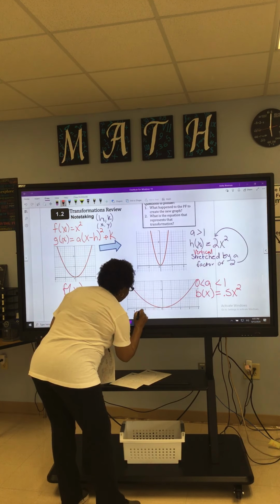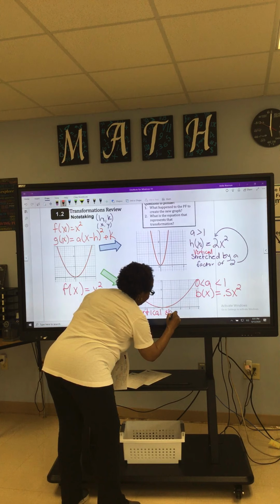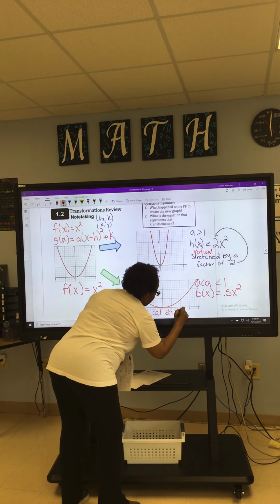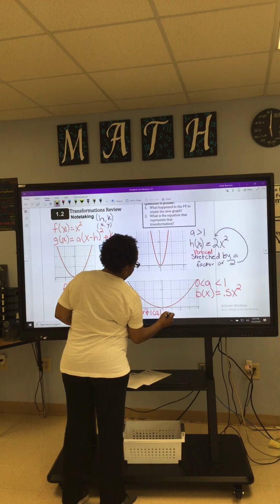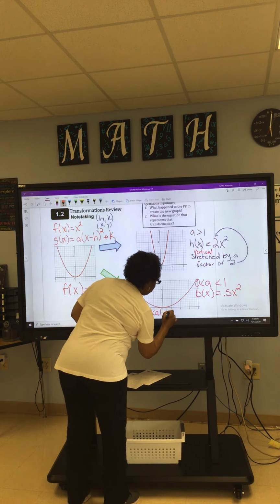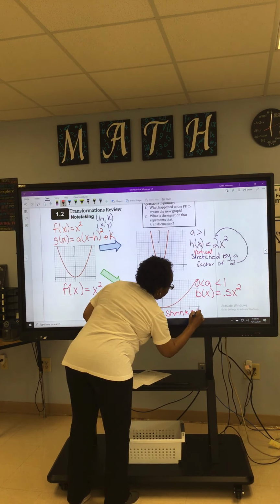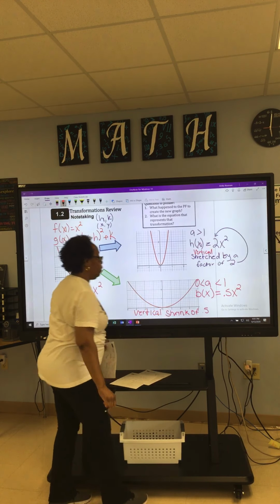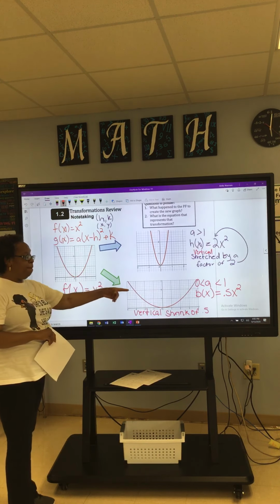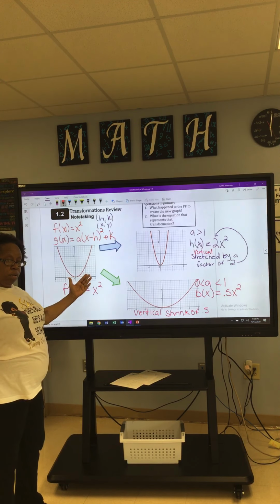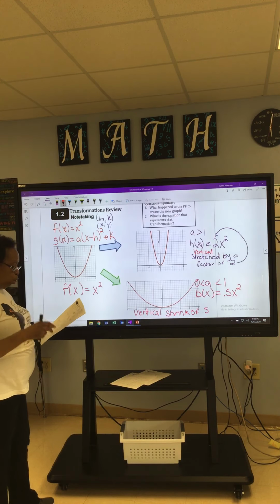So this is a vertical shrink of 0.5. We have a vertical shrink of 0.5, meaning we multiplied the x squared, which is your parent function, by 0.5, and the graph shrunk from being up here to being down here. Make sure you go back over that again, take a look at it, and make sure you understand it.